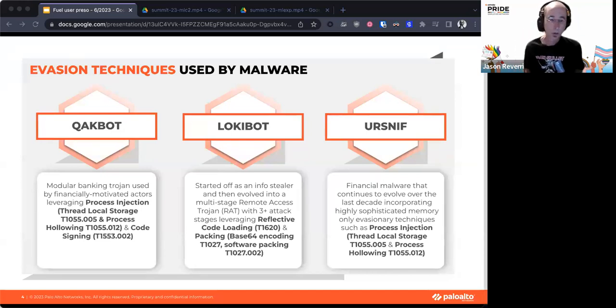hollowing. So these malware families have been around for quite a while, but what's alarming is that they've evolved to the point where detecting them requires employing advanced sandboxing techniques, such as memory analysis. And these are just a few examples of the way modern malware has evolved beyond the detection capabilities of a traditional sandbox.